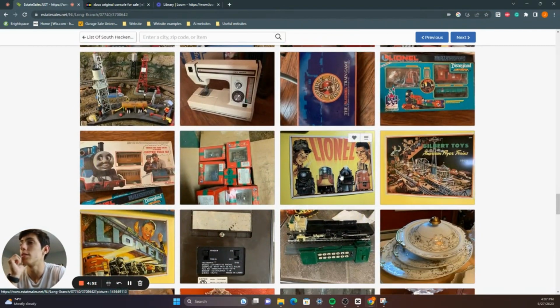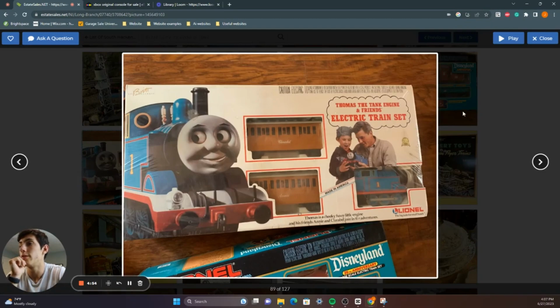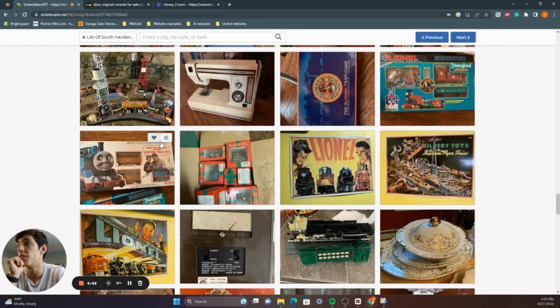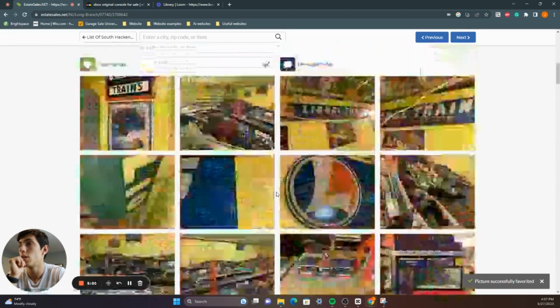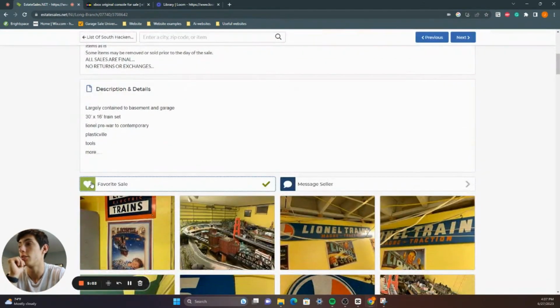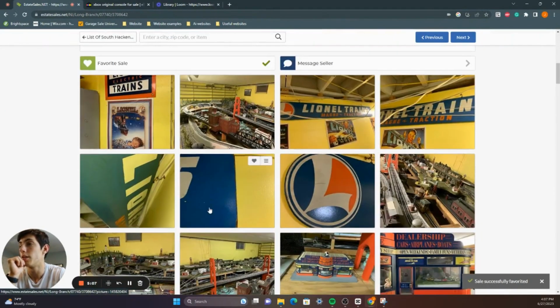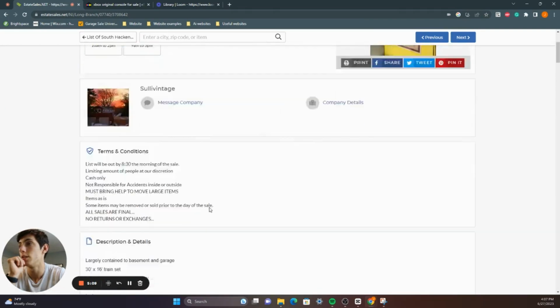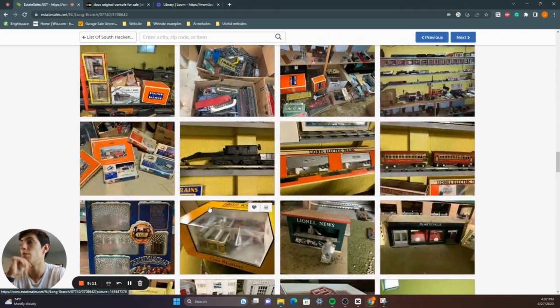So scrolling through the rest of this, again, if you see a picture that you like, the best thing you can do is favorite it. Then once you have it favorited, you can go back to the top and filter by favorites. So that means I favorited the sale, but then you could also just go back, and you'll see that you favorited a picture.